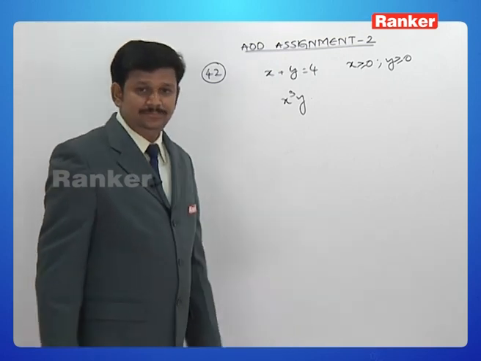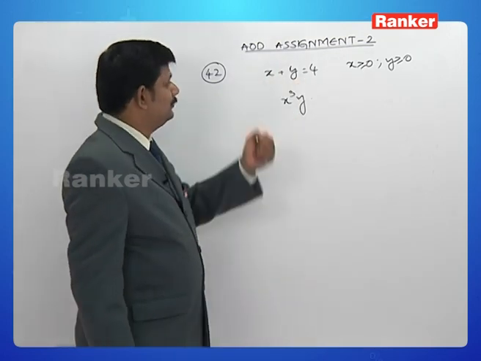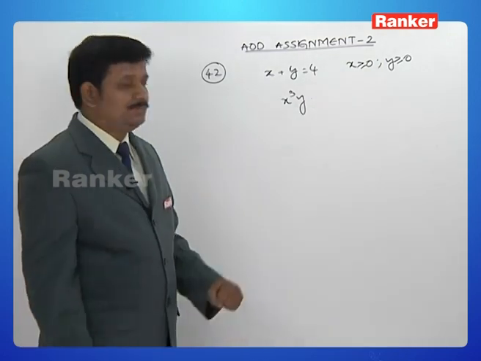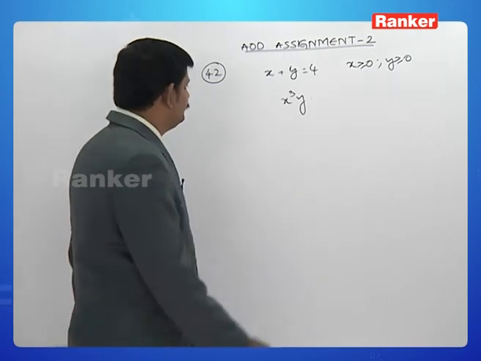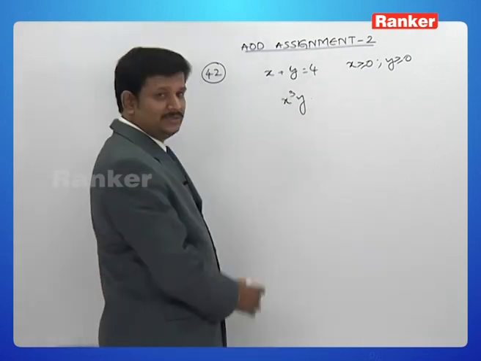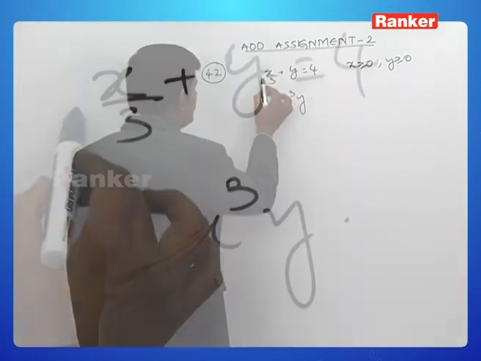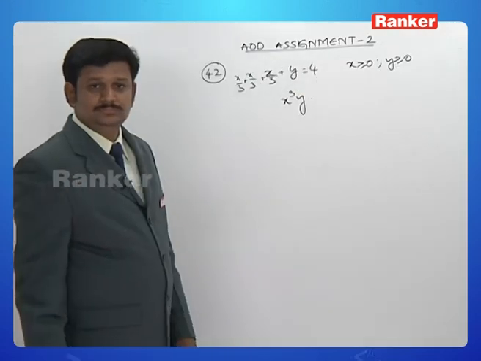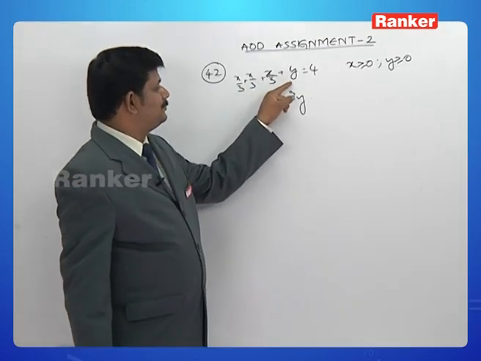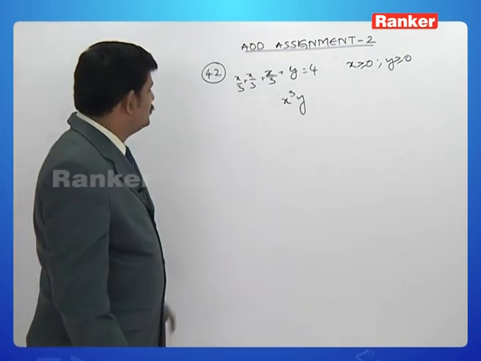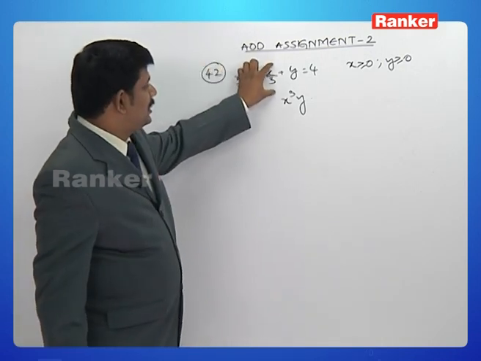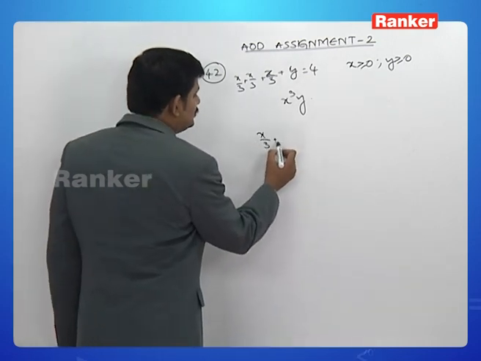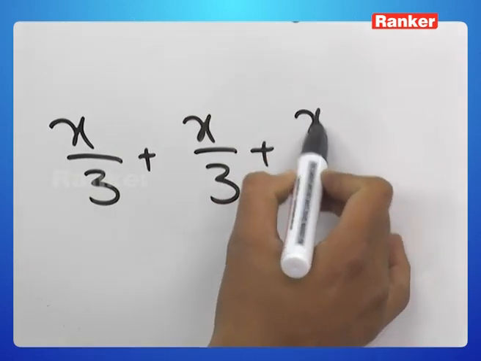So, we can do this question in two ways. One, we can apply the AM-GM inequality. As x and y are given to be positive, we can go for AM-GM inequality. I need x cube, so 3 x terms. Let me write this as x by 3 plus x by 3 plus x by 3 plus y, which is given to be 4. Let me apply AM greater than or equal to GM on these 4 numbers: x by 3, x by 3, x by 3 and y.